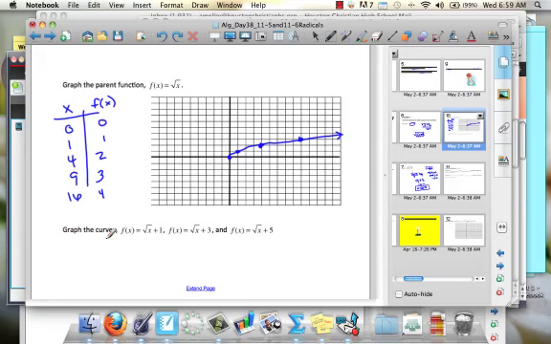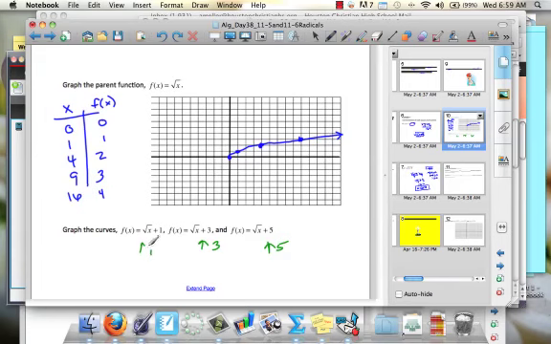Now we're going to graph the curves of f of x equals the square root of x plus 1, the square root of x plus 3, and the square root of x plus 5. Well, what are these numbers doing here? If you can see, this plus 1 is happening after I take the square root, so I'm adding 1 to all of the vertical values. This is a vertical shift. So this one's going to go up 1, this one's going to go up 3, and this one's going to go up 5 from the parent function.